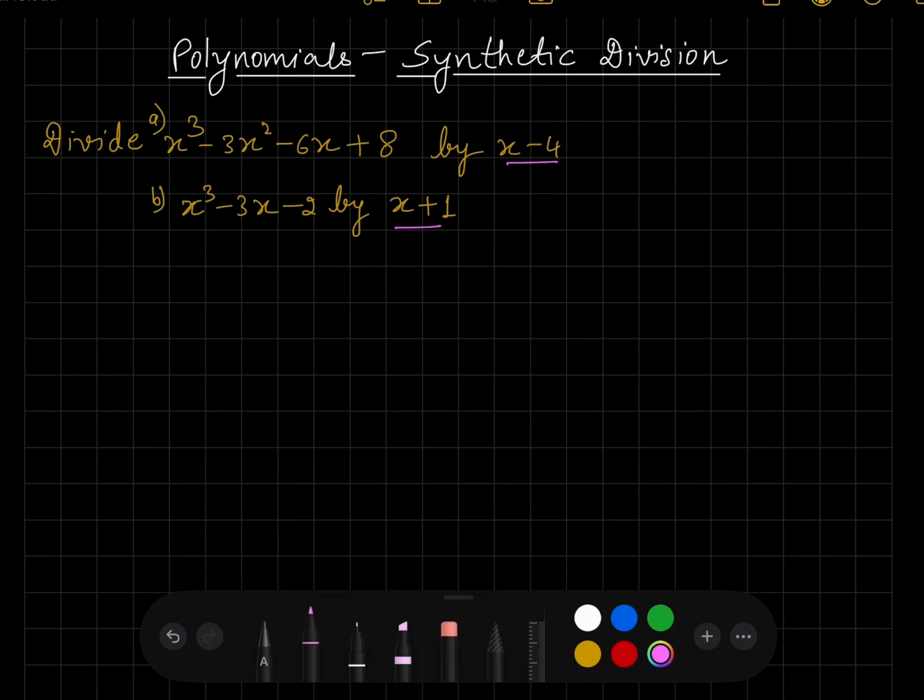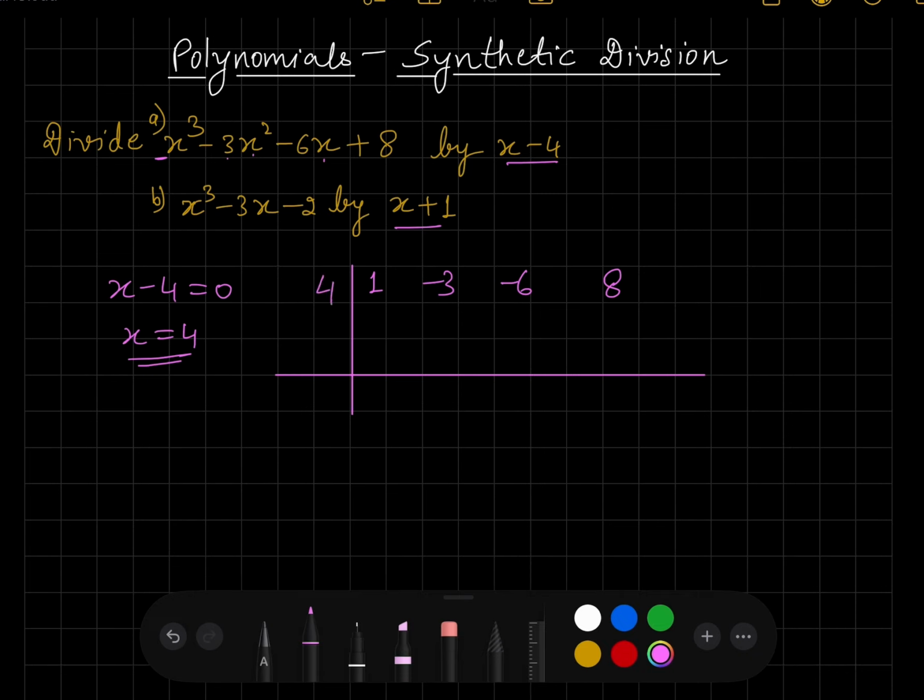For doing that, first I will equate x minus 4 to 0, which gives me x equals 4. Now I have to make two lines in this manner. What is the coefficient of x cubed? It is 1. The coefficient of x squared is negative 3, the coefficient of x is negative 6, and the constant is positive 8. I will write these here. Now x equals 4 has to be written here.